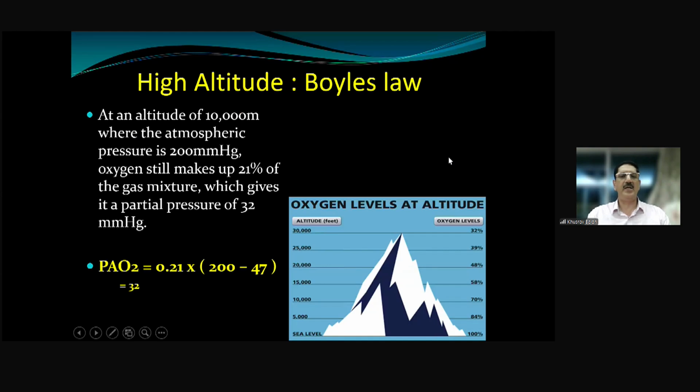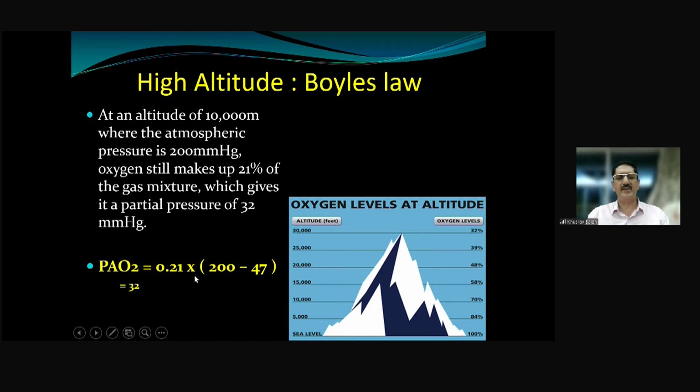Now, the last part here is high altitude. This depends upon Boyle's law. And if you know, Mount Everest is the highest peak. But here, at an altitude of 10,000 meters, we are not talking about feet, the atmospheric pressure is only 200 millimeters instead of 760 at sea level. And therefore, there is 21% of oxygen there, but the partial pressure of oxygen will be only 32.